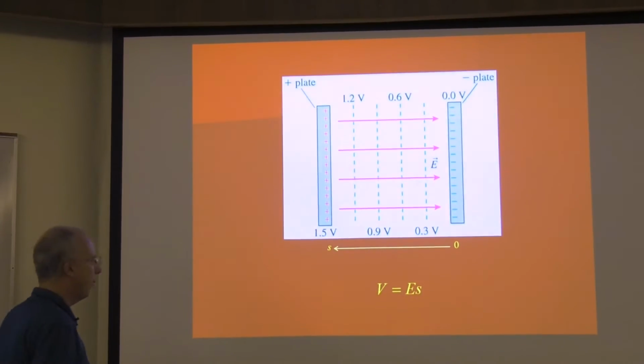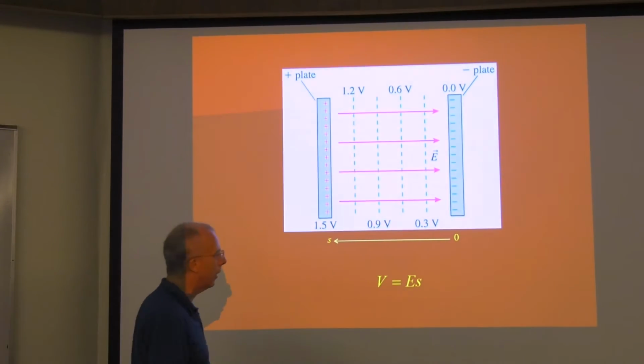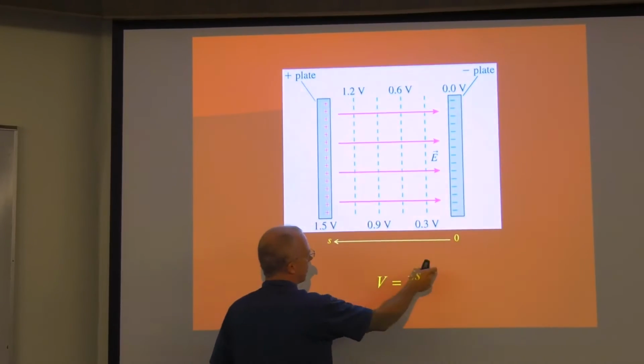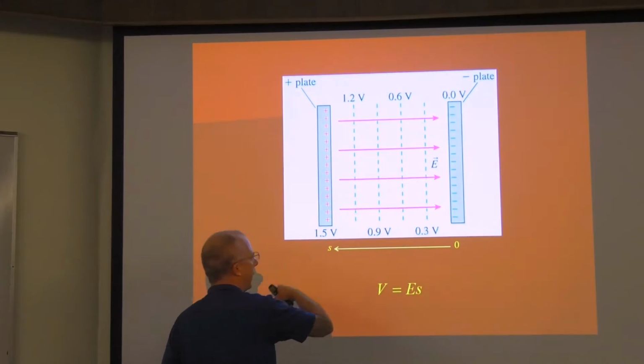So the formula, according to the textbook, is V equals ES, because Randy Knight likes the variable S for the distance from the negative plate.